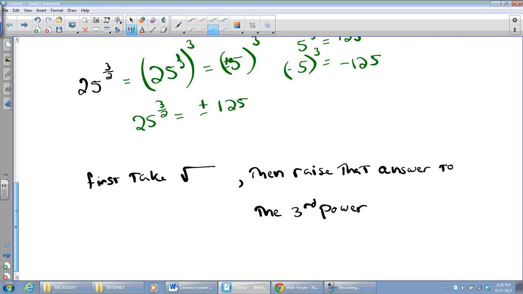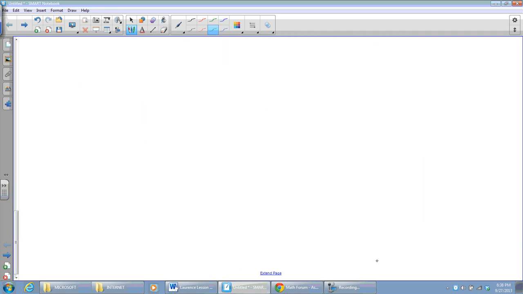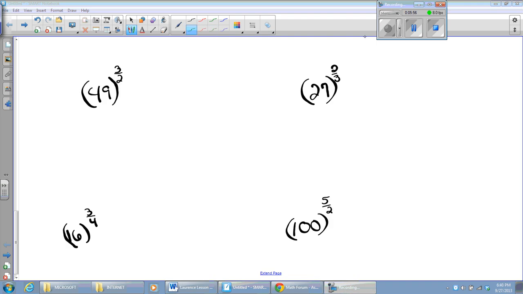Okay, so this looks brand new and kind of strange, but really it's pretty simple. Okay, check out these samples. Remember, the denominator tells me what root to take. The numerator tells me what power to use.